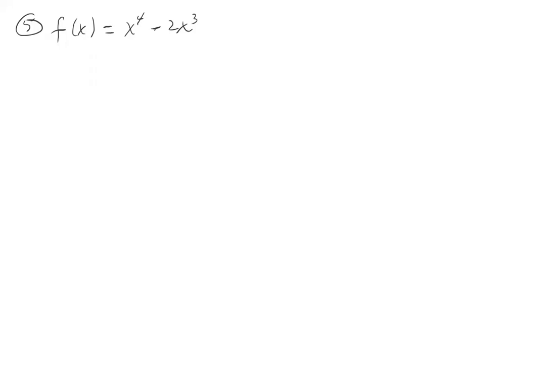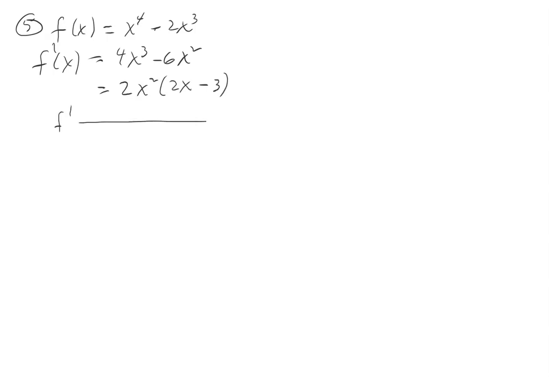So to answer this question, all you have to do is take the first and second derivatives and make number lines. You guys are good at that. Okay, derivative: 4x cubed minus 6x squared. Factor out a 2x squared and you get 2x minus 3. Make a number line. 0 and 3/2, plus, minus, minus.